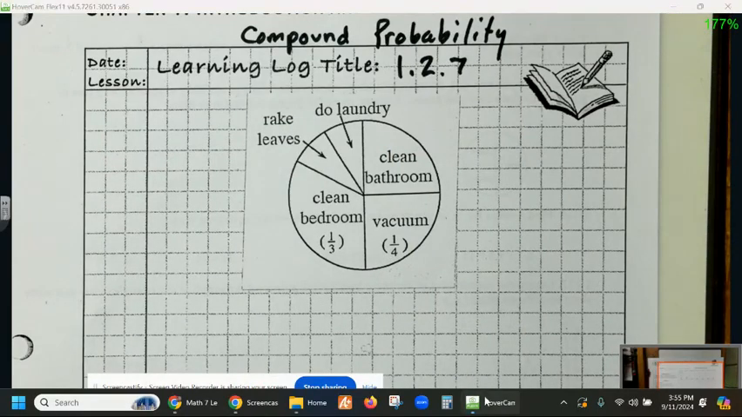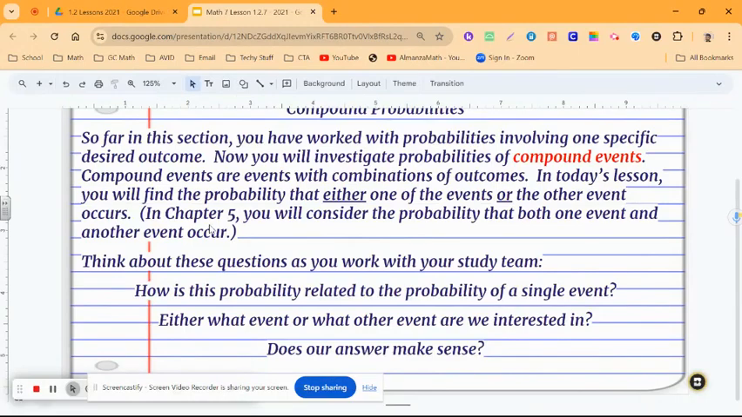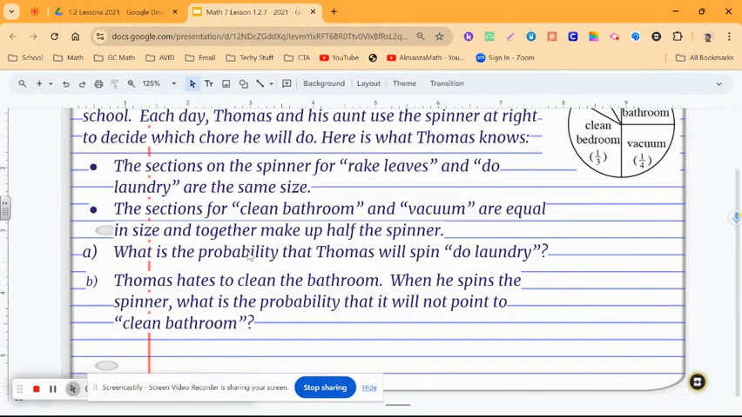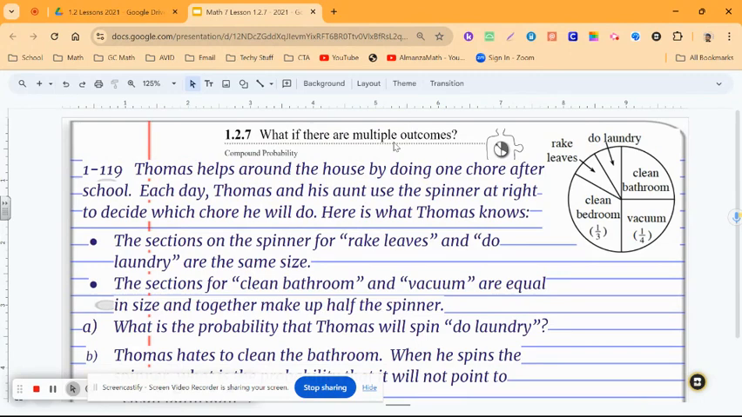We have Thomas, who helps around the house. He helps his aunt, who he lives with, and she spins this spinner on the right to tell which chore he's going to do for the day. Okay, so all these different chores take up a different piece of the spinner, and that means they have different probabilities. So here's what Thomas knows.